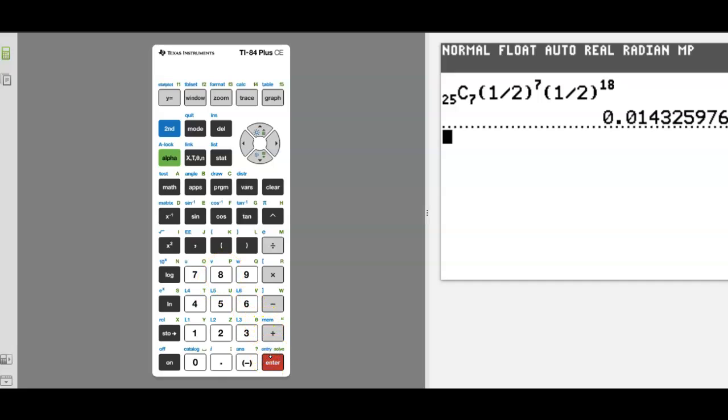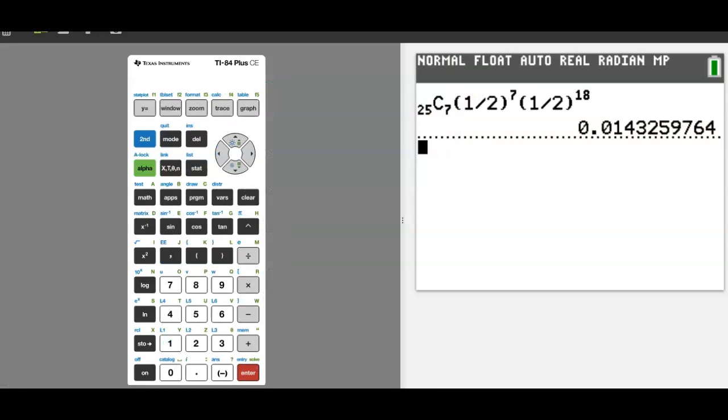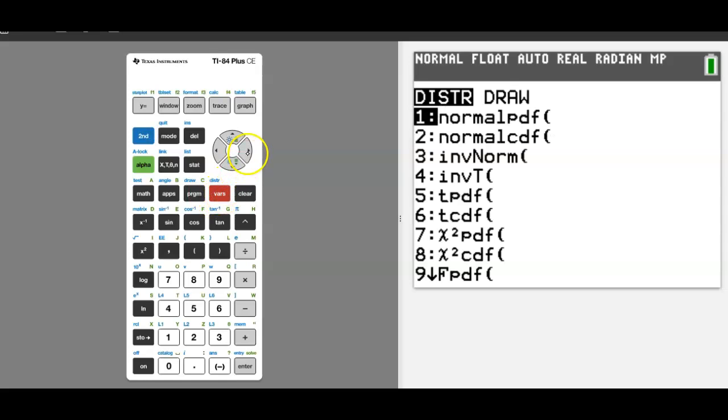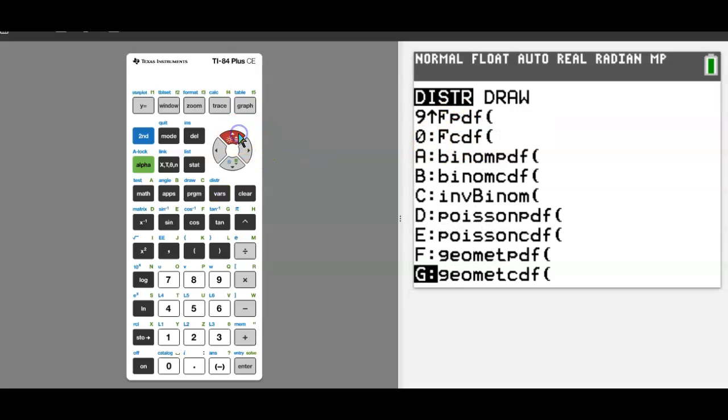Okay? Now, what we're going to learn is that we can do this in the binomial distribution. Binomial probability is a key here. It is in this distribution or vars. So it's second vars, and then it's shorter to arrow up. You can't use these, guys. We're going to talk about normal distribution tomorrow. But we're doing binomial right now, so you go to binompdf.